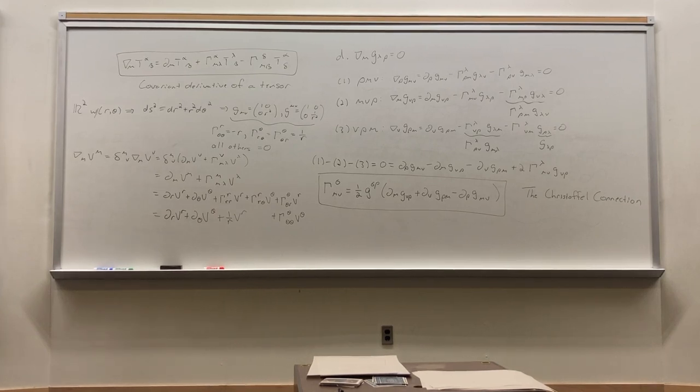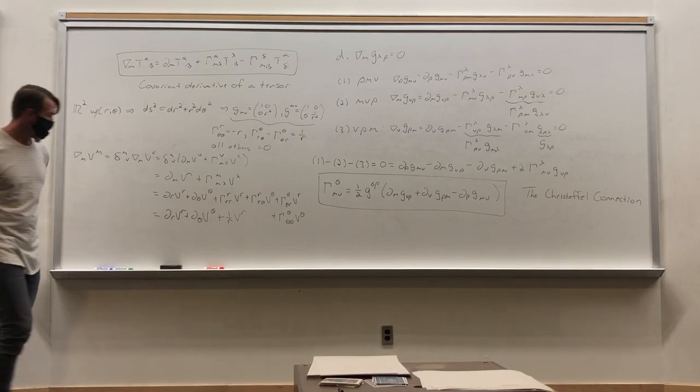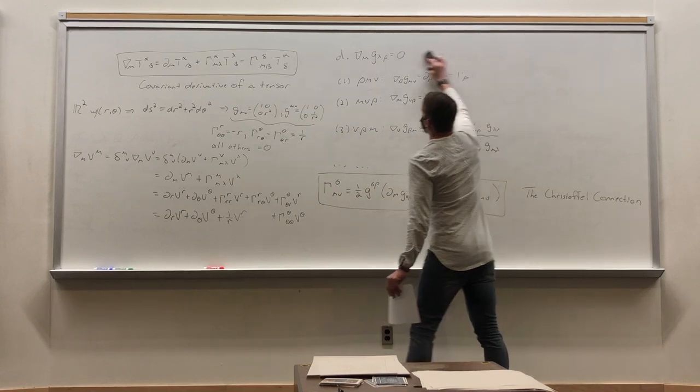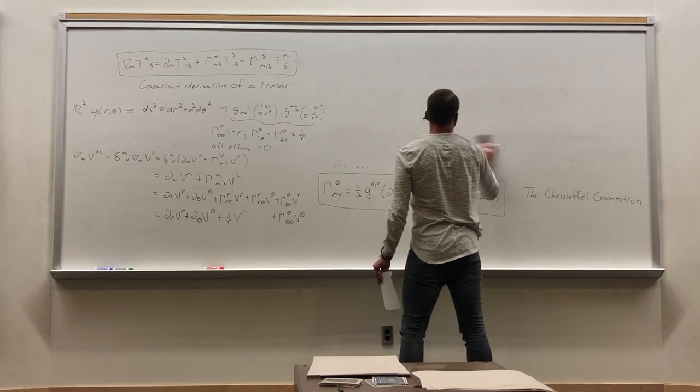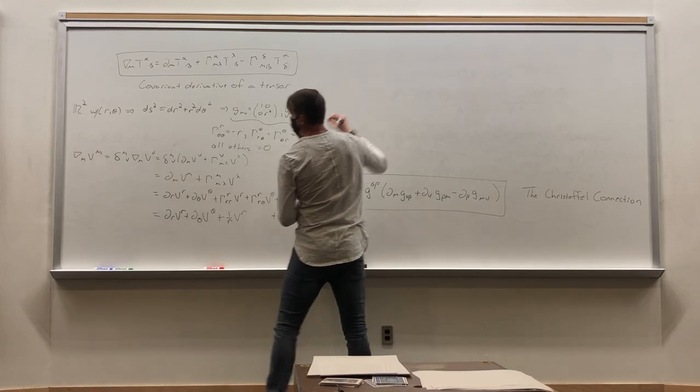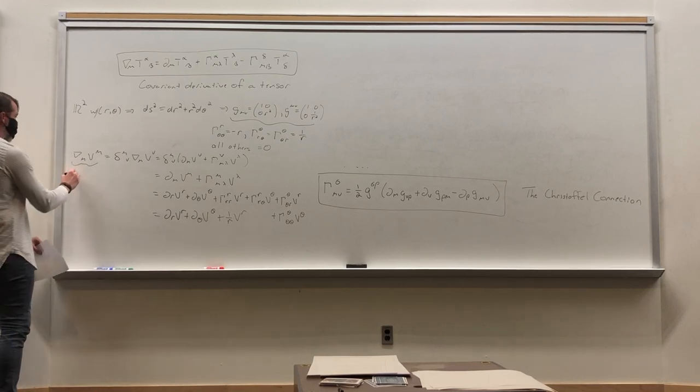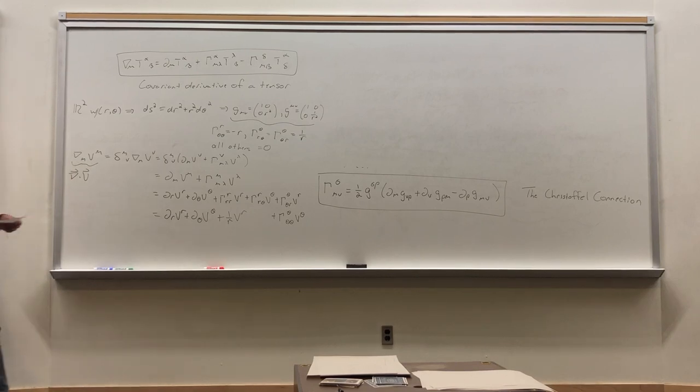Have you actually ever seen that before? Well, you've come close. You've come pretty close. What is this? I mean, this is a vector in R2. What is this thing right here? It's what? Gradient. Gradient, that's not a scalar. What's the gradient operator acting on a vector called? Divergence. Yes, the divergence. This is just del dot V, okay?